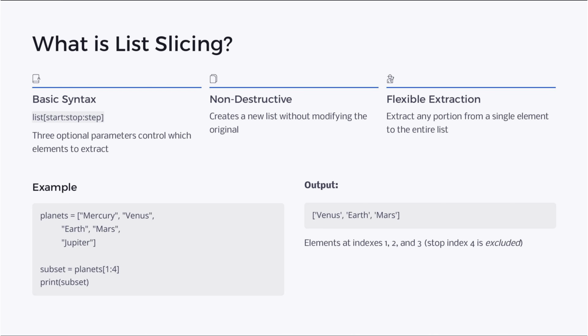List slicing in Python uses the syntax list[start:stop:step] to extract elements. It's non-destructive, creating a new list without altering the original. This allows flexible extraction from single elements to entire lists. For example, planets[1:4] yields Venus, Earth, Mars, extracting elements at indexes 1, 2, and 3.